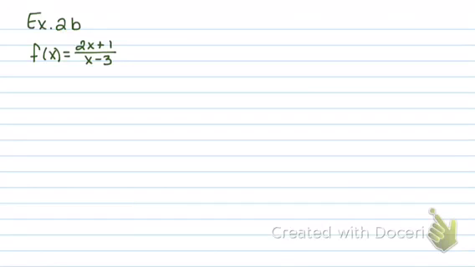What was the first step? Yeah, change f of x to y. So we're going to rewrite this as y equals 2x plus 1 over x minus 3. And then what was our second step? Switch x and y. So this is going to be x equals 2y plus 1 over, there's another x there, so y minus 3.